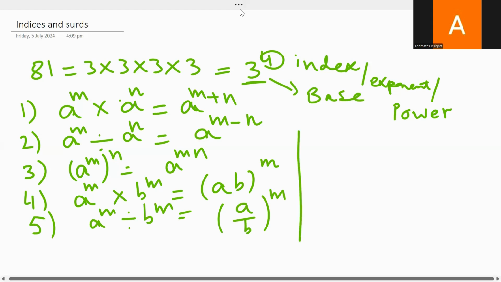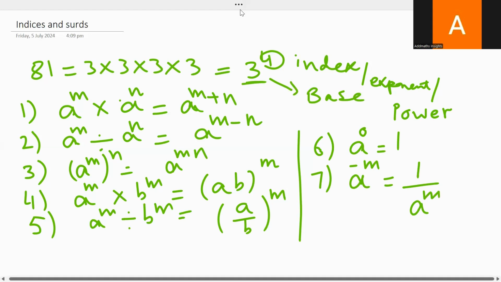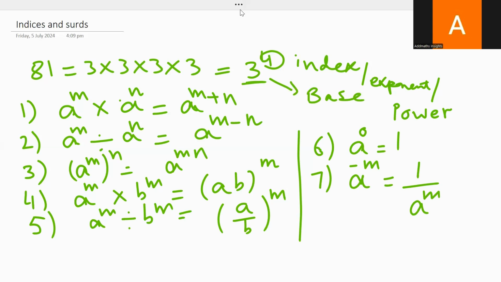And then the sixth rule is a raised to the power 0 is 1. And the seventh and last one is, if the index is negative, then you can write it as 1 over a^m, and this is the way you can make this index positive. a raised to the power minus m is equal to 1 over a^m. It means you can take the reciprocal of this. So these are the laws of indices, and we use all these laws to simplify expressions involving indices.